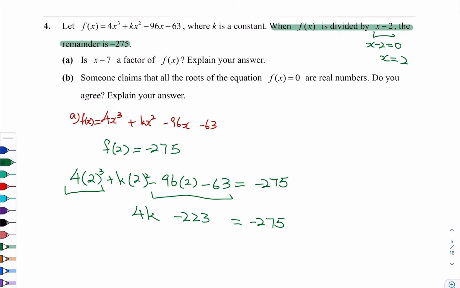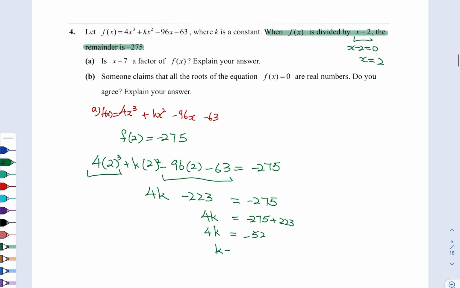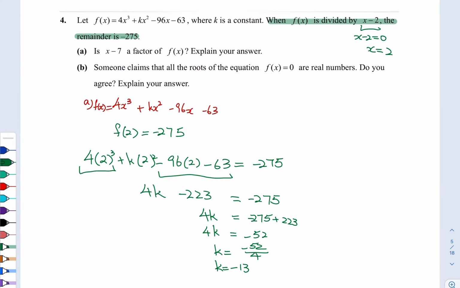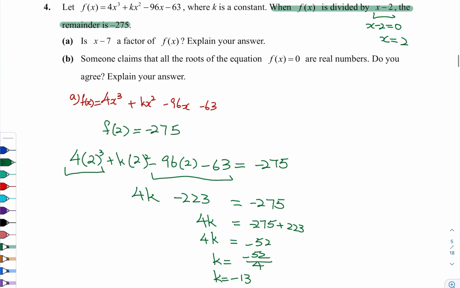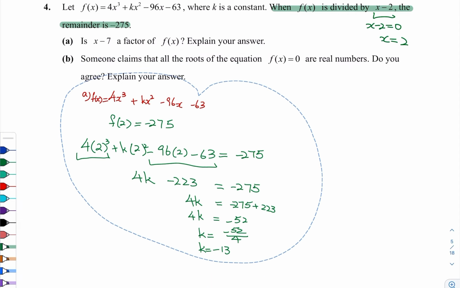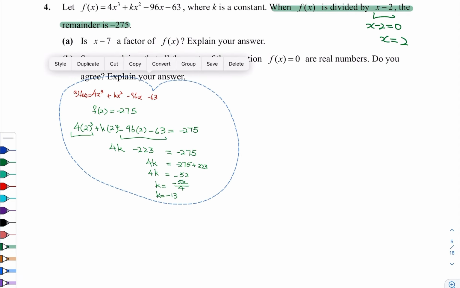What do I do next? You can find out the value now. 4k will be negative 275 plus 223. You should get negative 4k as negative 52, and then k as negative 52 divided by 4, which is negative 13. So now that you found out k, let me just make the whole thing a little smaller. It's using too much space. You just found out k.